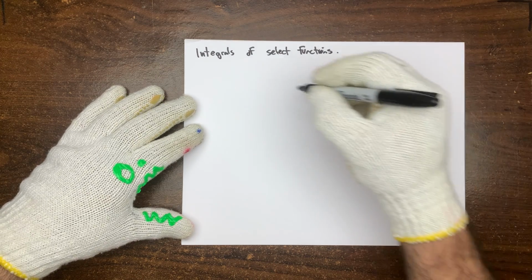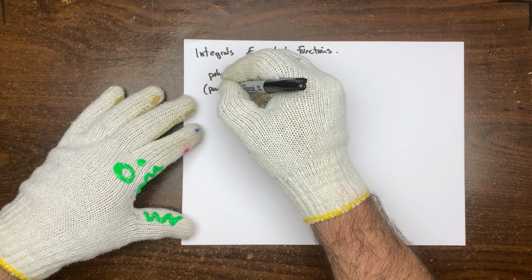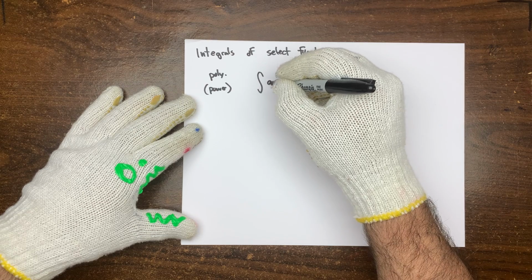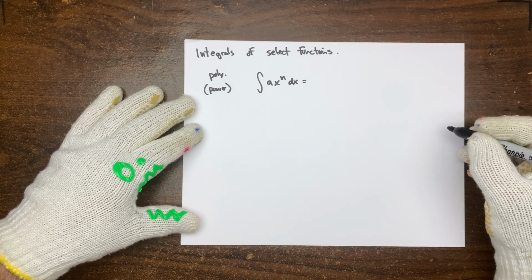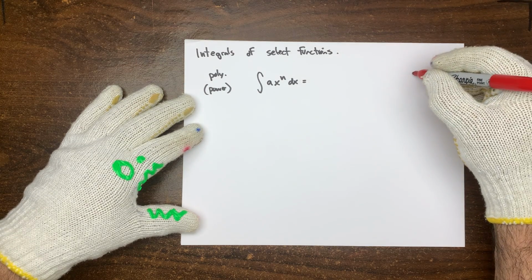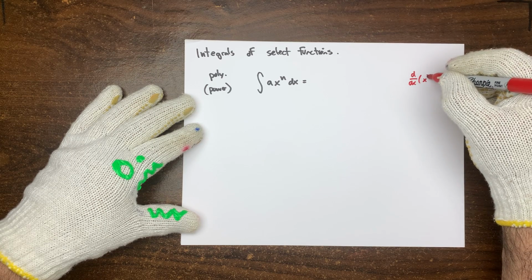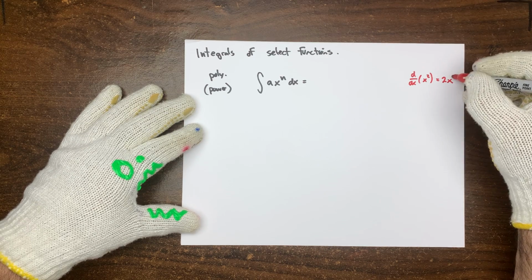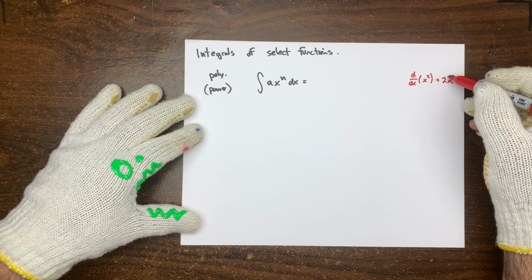Integrals of select functions. Let's start off with the polynomial power function. So the integral of ax to the power of n dx. What is that equal to? Okay, well, let's remember what the derivative is. So the derivative, d by dx, of some function, let's say x squared, is equal to 2x. Okay, so to the power of 1. So the 2 comes down and a minus 1.